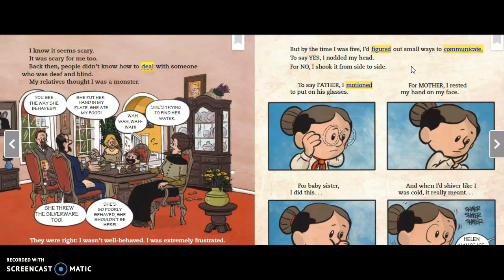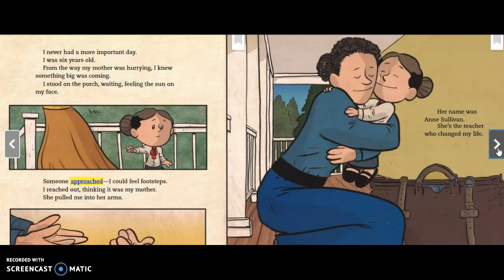Now go ahead and look at page 24. Why is this an important moment in Helen's life? We talked about that yesterday in the story. So I want you to reread page 24 and see if you can find any text features. Great. I see one right after the word approached, one of our vocabulary words. Someone approached, and there's your long dash, so that means we pause. Someone approached. I could feel footsteps.